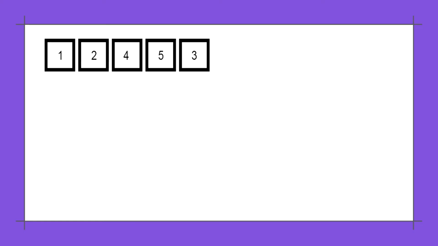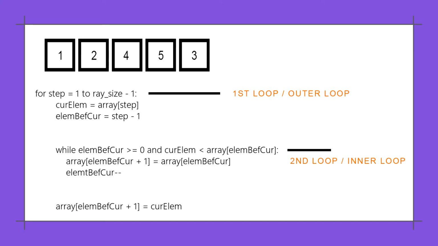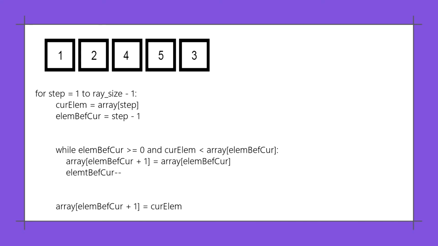As you can see, we have here the unsorted array 1, 2, 4, 5, and 3. Then the pseudocode, which has 2 loops and 4 variables. The outer loop, or the iteration, will start at 1 because the first element in an array is already considered as sorted. That's why, as per instruction, we have to pick the next element.